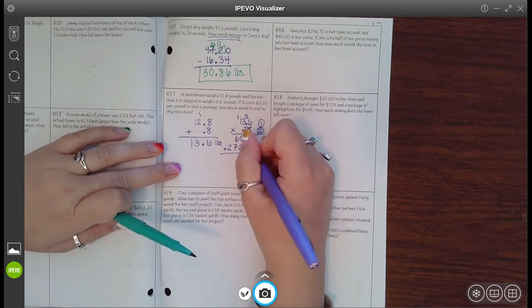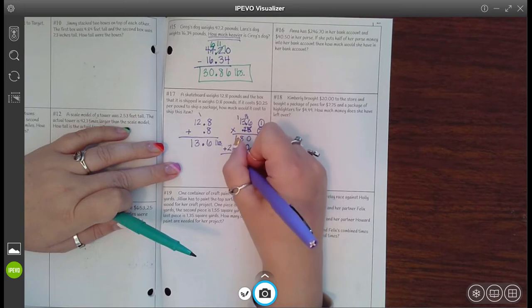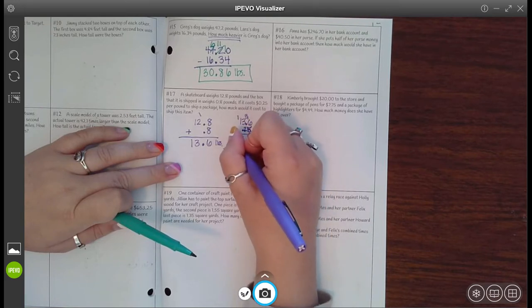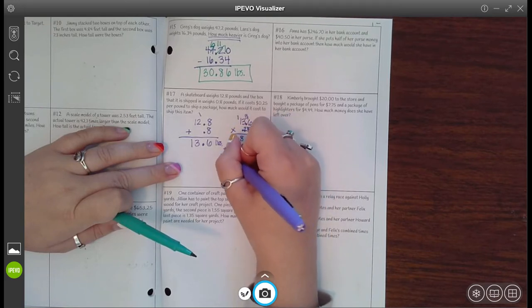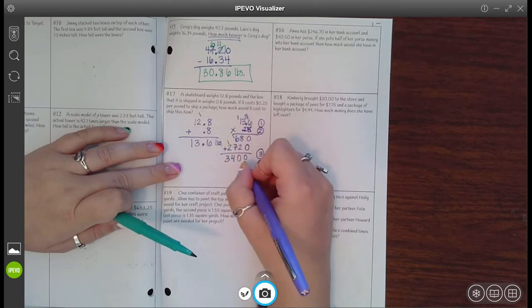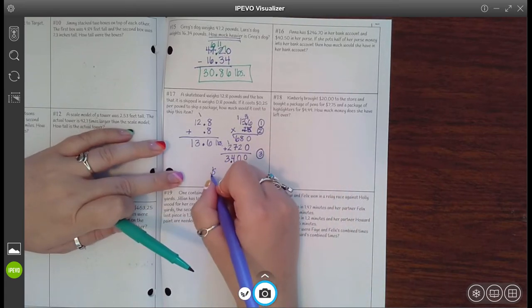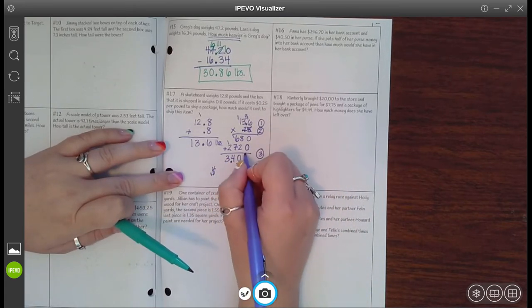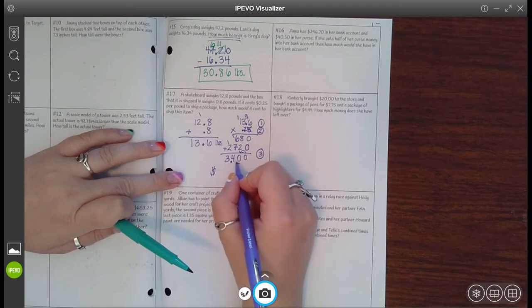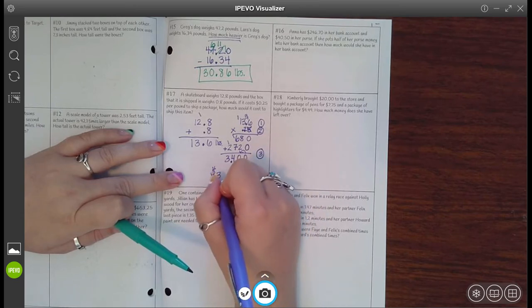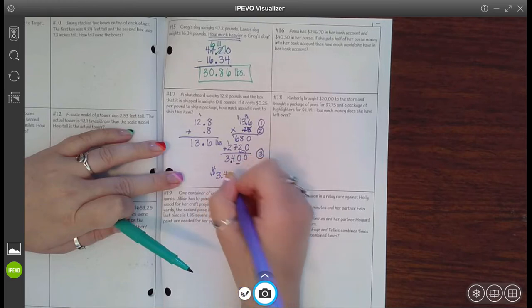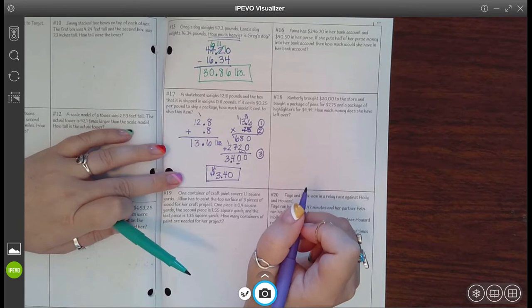Go ahead and add down. You have 0, 10. 1 and 6 is 7. 7 and 7 is 14. 1 and 2 makes 3. And we need 1, 2, 3 numbers after the decimal. We're talking about money, so just 2 numbers after the decimal needed. That 0 tells that 0 to stay 0. So it's $3.40 to ship that item.